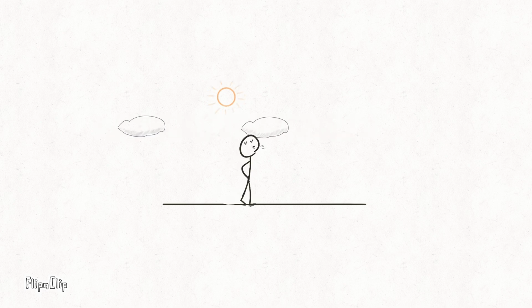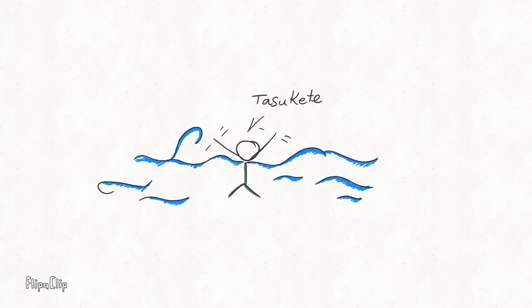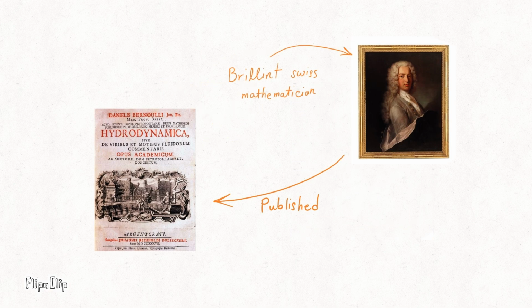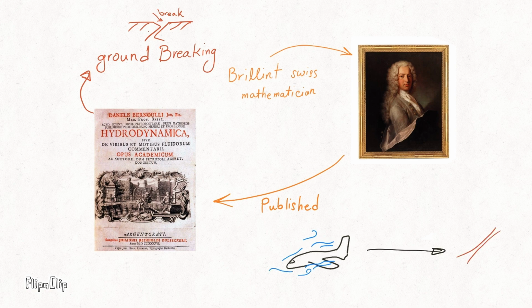Today, we're going to explore one of the fundamental concepts of fluid dynamics, the Bernoulli principle. Named after the brilliant Swiss mathematician Daniel Bernoulli, this equation has been a game-changer in fluid dynamics since the 18th century. Back in 1738, Bernoulli published his groundbreaking book, Hydrodynamica, and the rest is history. This equation helps explain so many things, from how planes fly to how blood flows in our bodies. So buckle up as we're about to embark on a journey through the science of moving fluids.